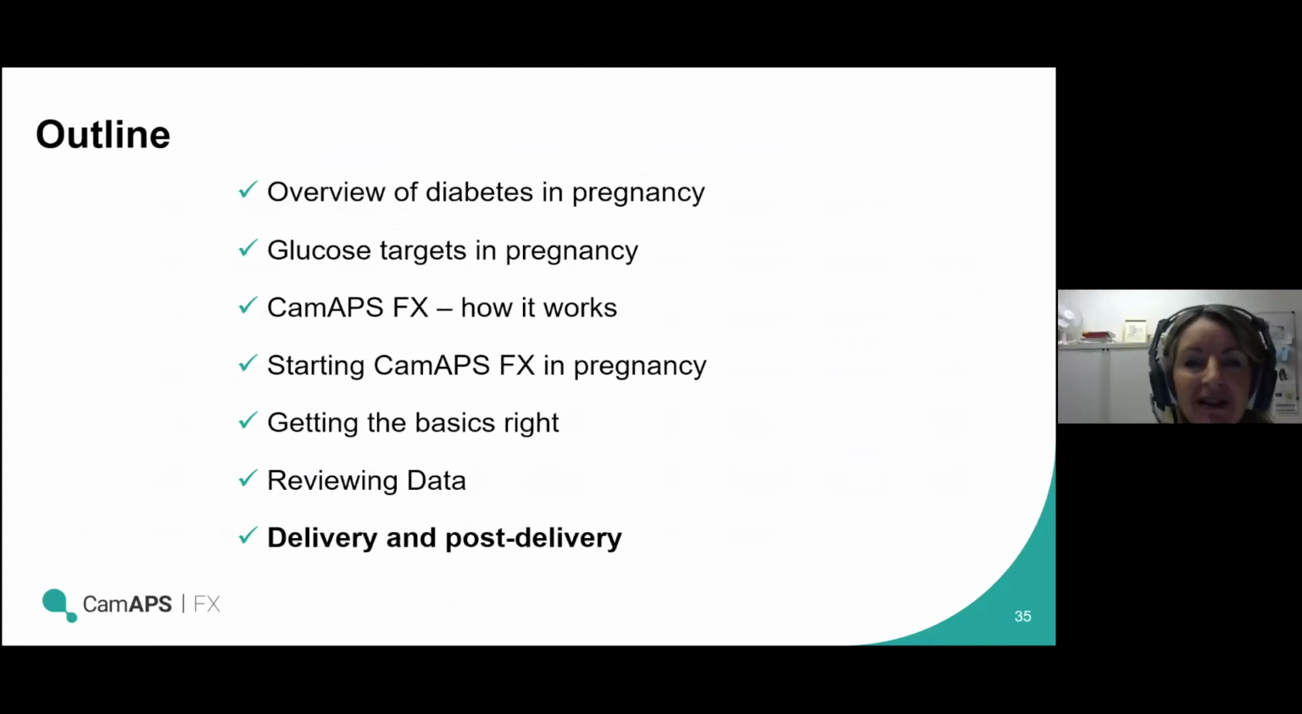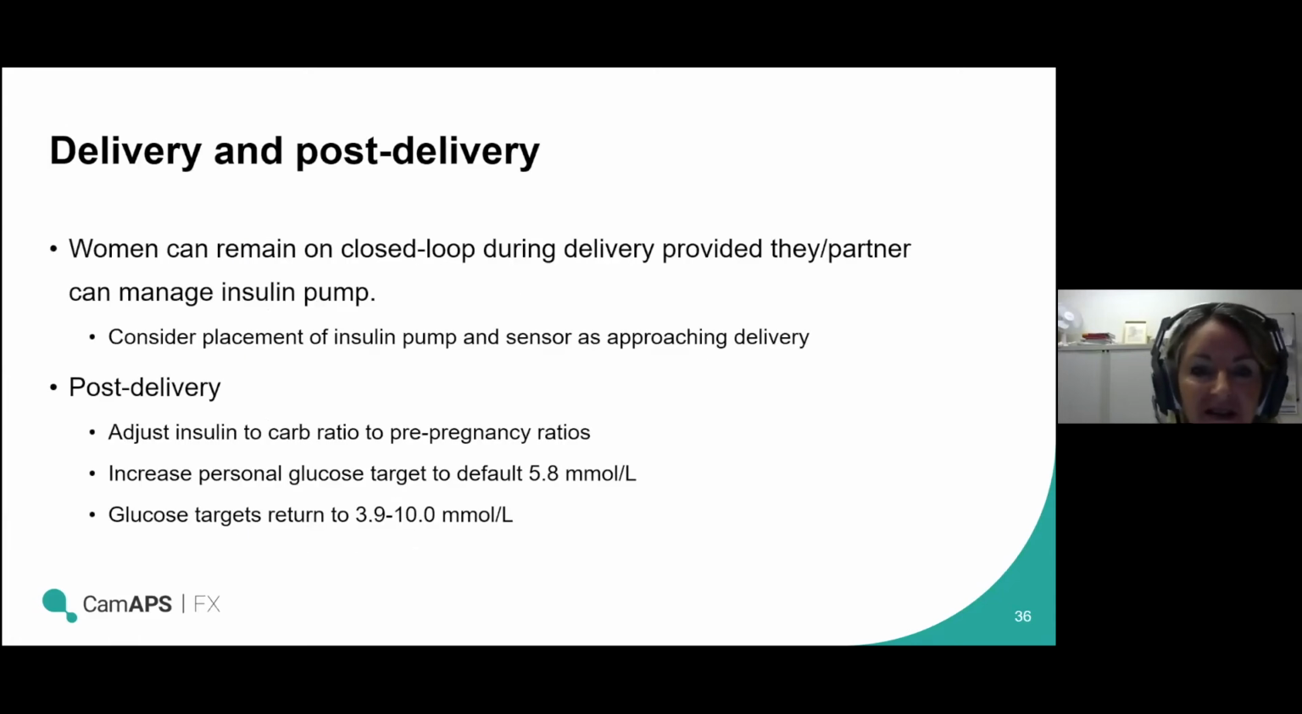Now, certainly the qualitative feedback we had from women during the pilot studies was that one of the things they found most useful about the system was being able to use it through delivery, both labor and delivery and cesarean sections. And also women who are admitted to hospital, as they often are in late pregnancy, for antenatal steroids.